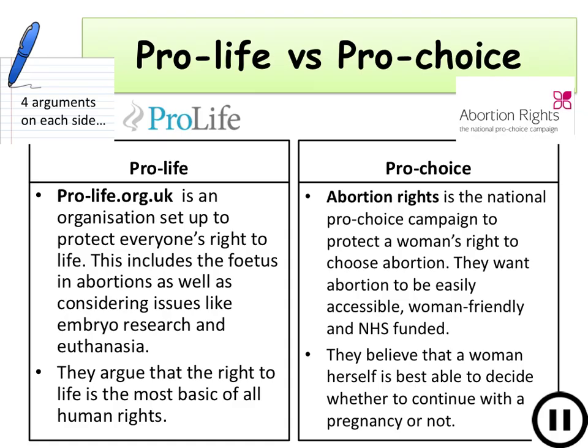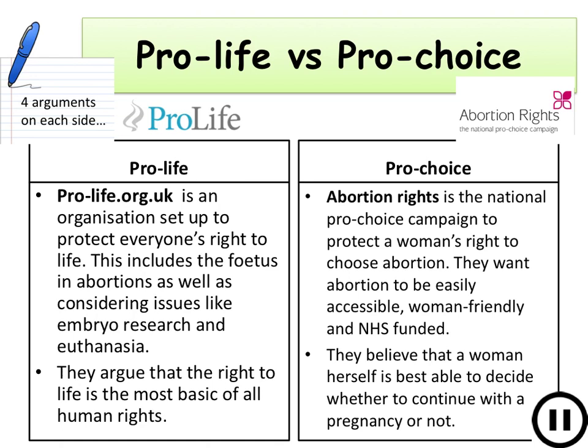Next, we're going to look at the pro-choice and pro-life points that could be given for and against abortion. As we go through the points on each side, I want you to try and bullet point at least 4 arguments for each. Before we start that though, it would be useful for you to know about campaign groups that work either for pro-life or pro-choice.